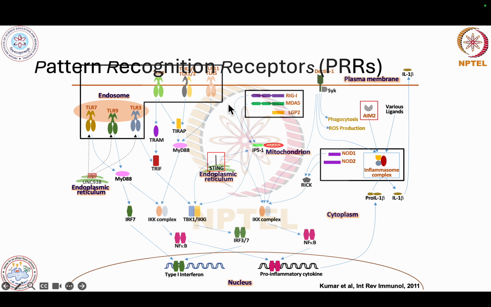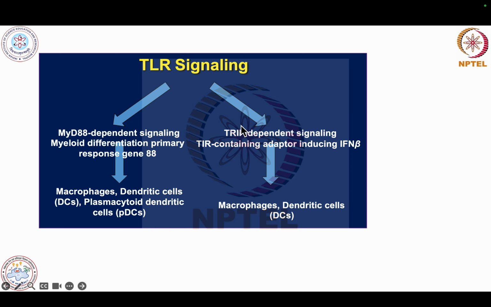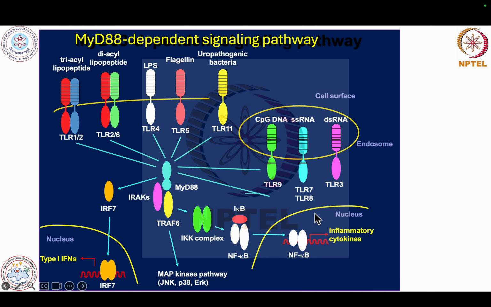So again, this is the list of pattern recognition receptors. TLR signaling: MYD88 dependent signaling, where MYD88 stands for myeloid differentiation primary response gene 88. This is present in macrophages, dendritic cells and plasmacytoid dendritic cells. TRIF dependent signaling, TIR containing adaptor inducing IFN beta, is present on macrophages and dendritic cells.